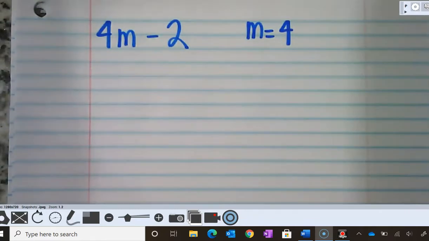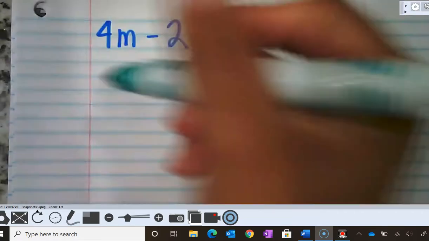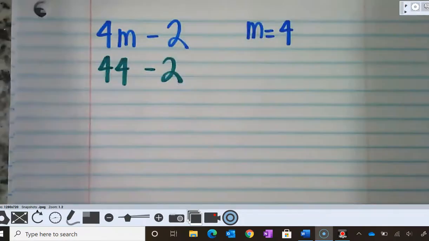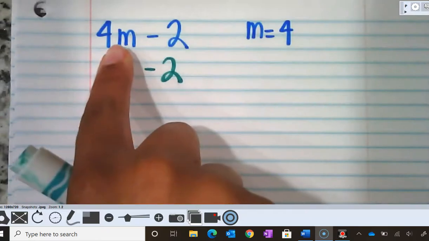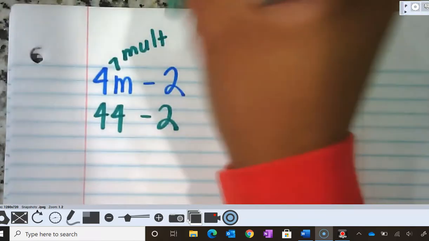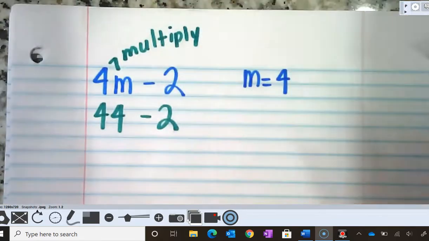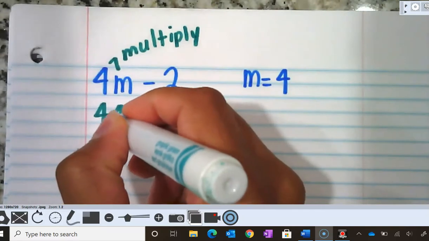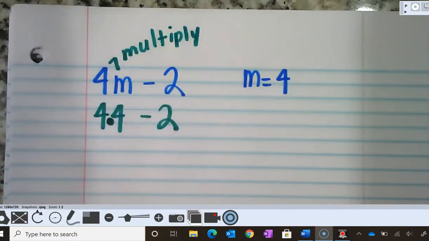So now let me show you about a common mistake. Some people might plug in the 4 and they're like, okay, 44 minus 2. Is that correct? What did we just say? When a number and a variable are right next to each other, this means to multiply. So I can't just say 44. I need to multiply 4 times 4.